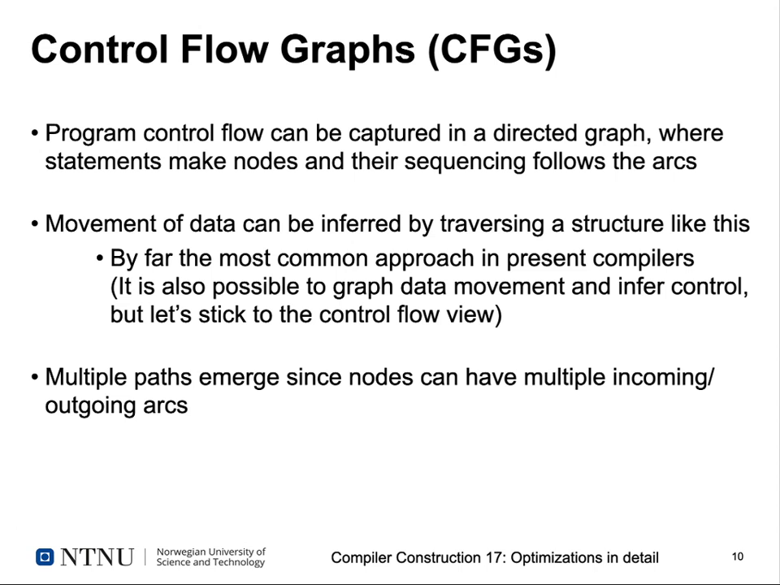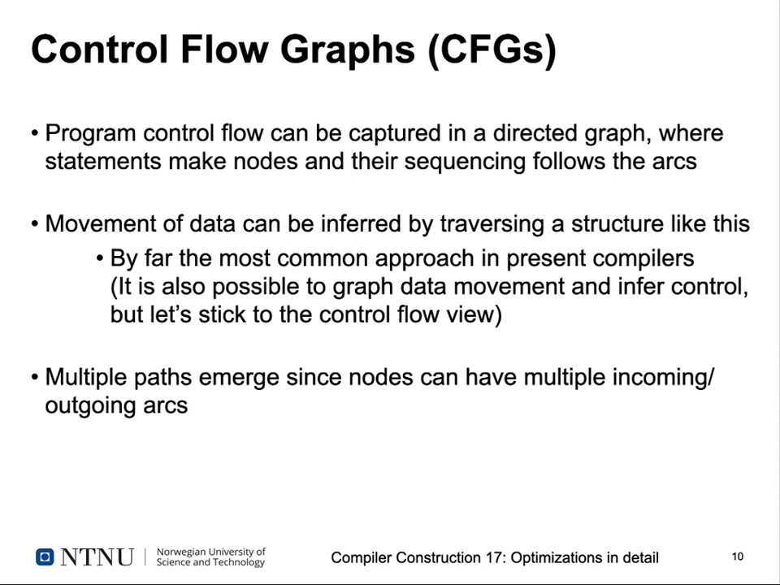So if we want to consider the movement of data, because the control flow graph, as the name says, captures the control flow, capturing the movement of data can be inferred if we traverse this graph from start to end, for example. And this is by far the most common approach that is taken in present compilers. Note that you can also turn this on its head, so you could also construct a data flow graph and infer the control flow from this. This is not that common, so for our compiler lecture here, we'll stick to the control flow view of our program.